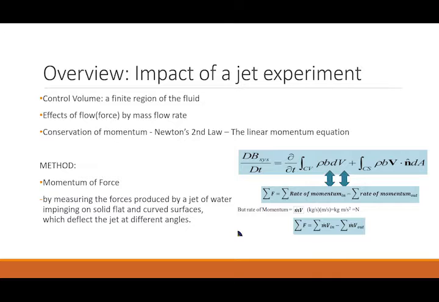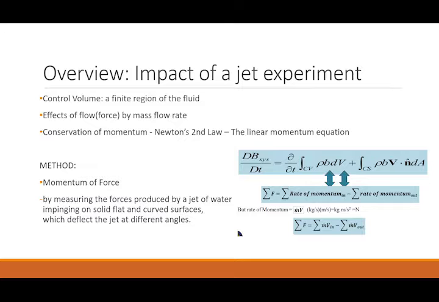In this experiment, we will be investigating, firstly, control volume. So what is control volume, one might ask. Control volume is a finite region of the fluid that we are interested in. The control volume is selected to study the effects of flow, in this case force, by considering the mass flow rate.